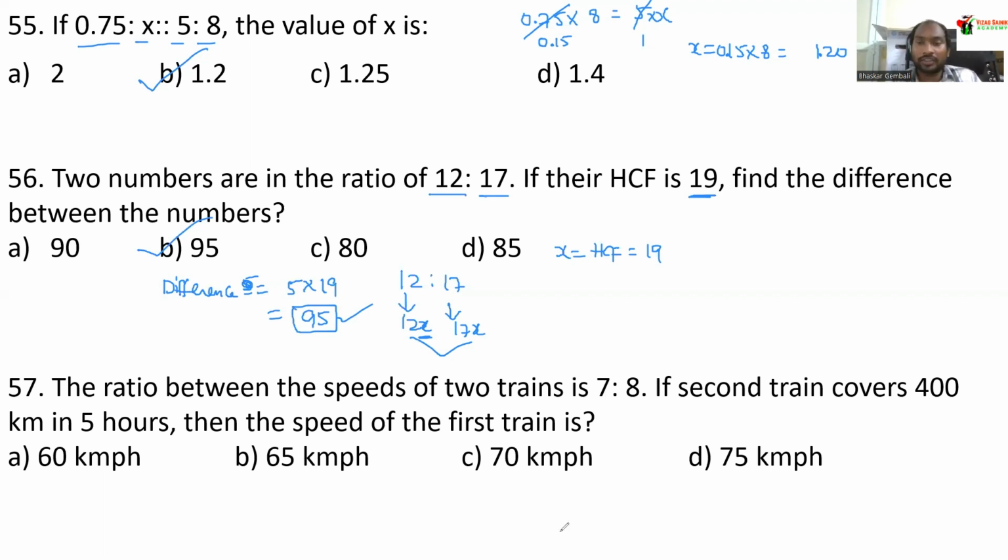Clear? I hope everyone understood, guys. Which is a very easy concept, guys. Ratios. Ratio means it's a comparison between the quantities. If you remember, that's enough. Next one, 57.